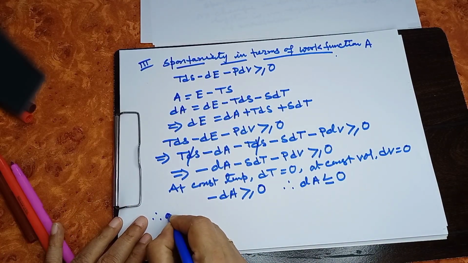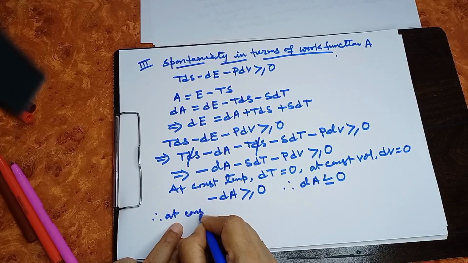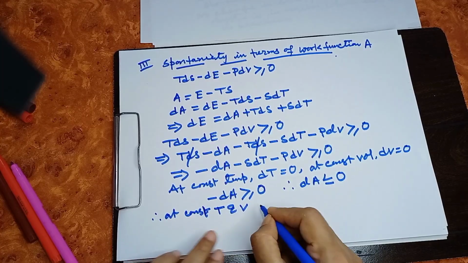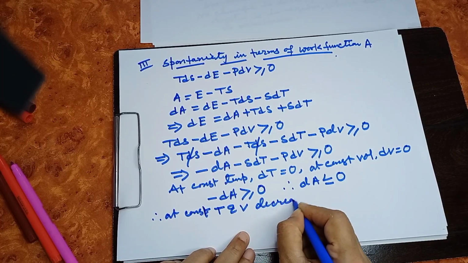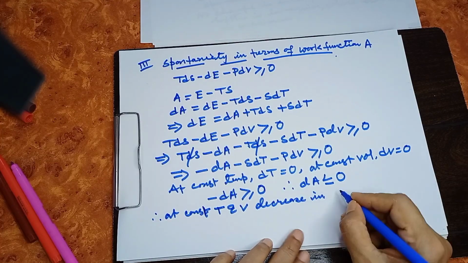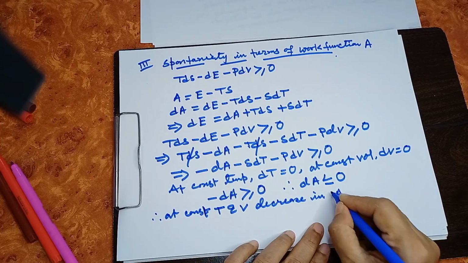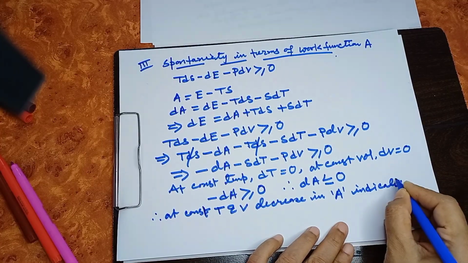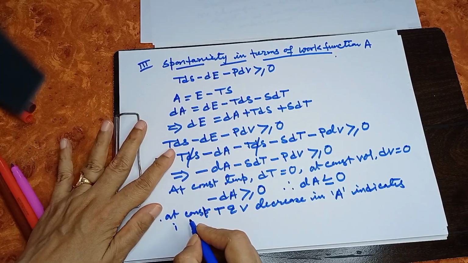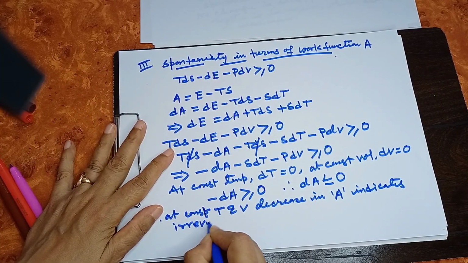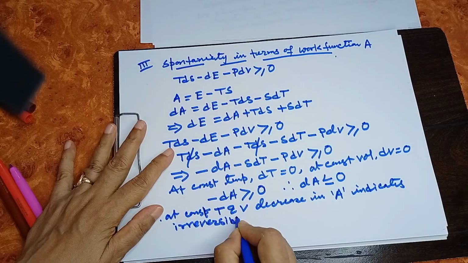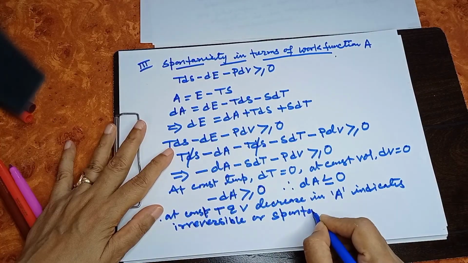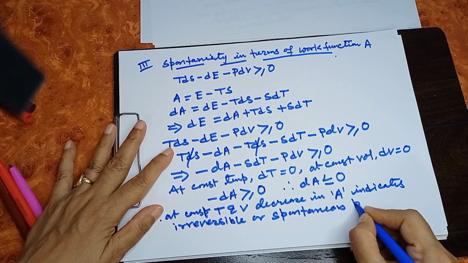So, therefore, at constant temperature and volume, decrease in work function or A indicates irreversible or spontaneous process.